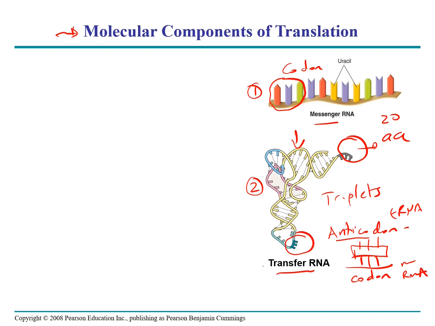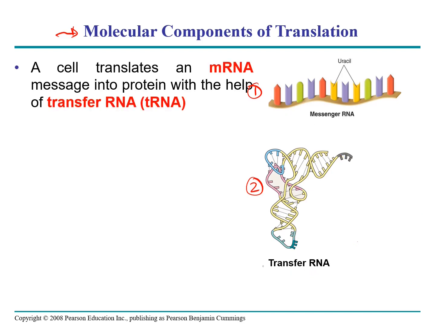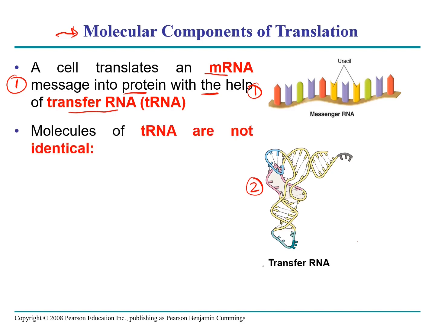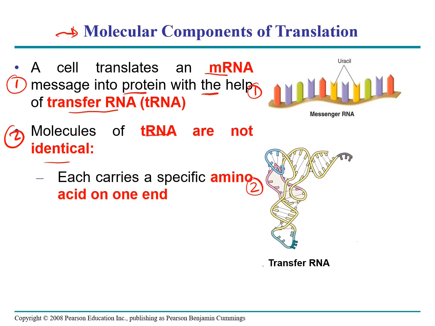So let's recap all the things that we said today. I told you that the cells translate the messenger RNA into a protein, and they do it with the help of a transfer RNA. Then I told you that the molecules of transfer RNA are not identical, and that there are two main differences in the RNAs. That is that they have an amino acid on one end.